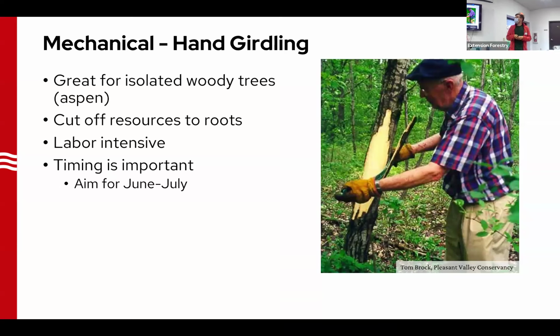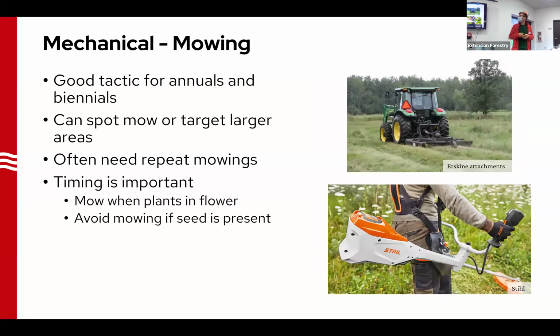Hand girdling, this is a method we can use for woody trees, especially soft bark trees. The idea here is we're cutting off resources to the roots. Timing is a really important factor for this: June and July. I've really seen this method when we're managing aspen trees, which can be an aggressive native species in more prairie plantings or prairie situations. So I've seen it there. But just a caveat, this is mainly a method more in southern Wisconsin.